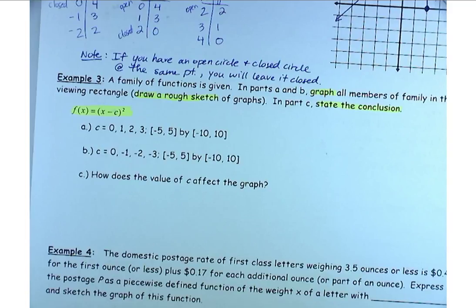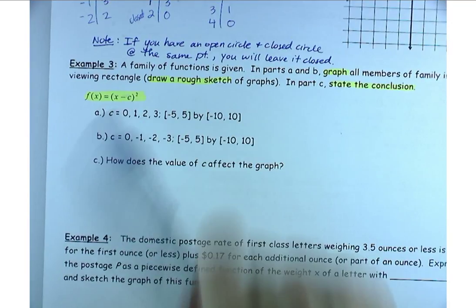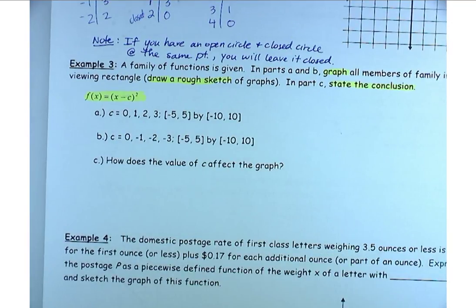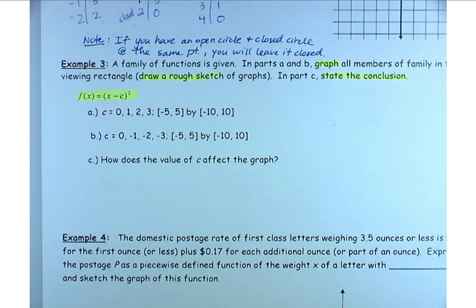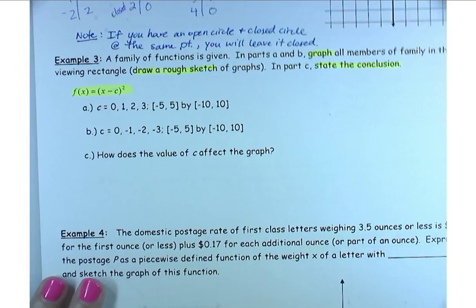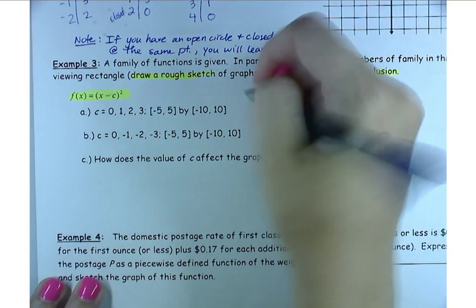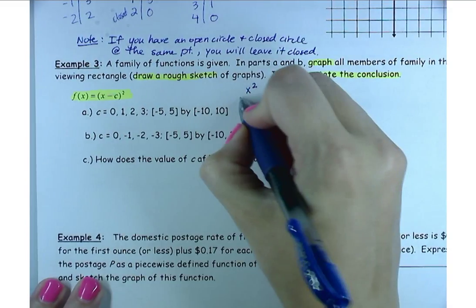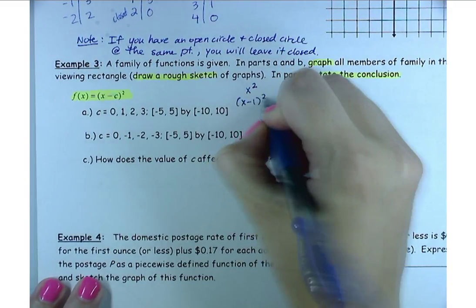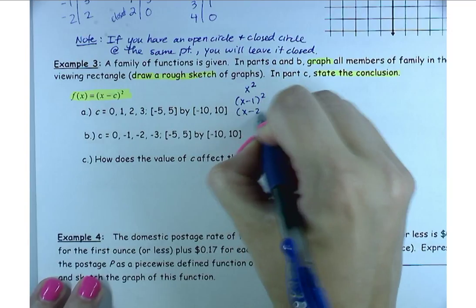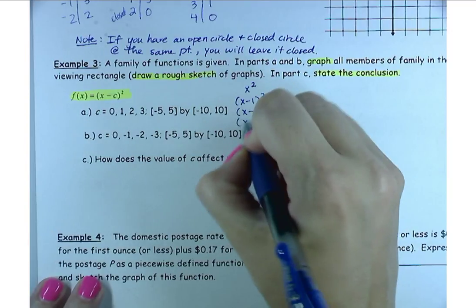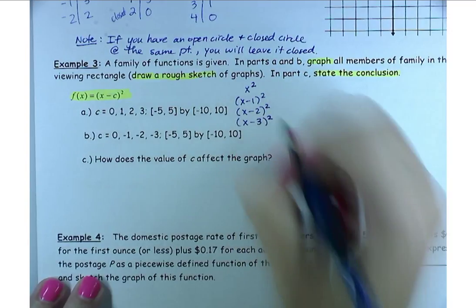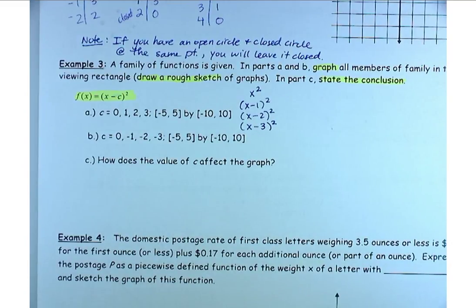If you plug in 0 for C, x minus 0 is just what? X. So it would just be x squared, right? So that's going to be one of the ones that we're graphing. For the next one, we would be graphing x minus 1 squared, and then we'd have x minus 2 squared, and then we'd have x minus 3 squared. Now, some of you probably already know what's going to happen from your Algebra 2 days, correct?